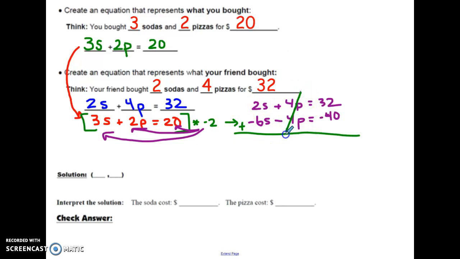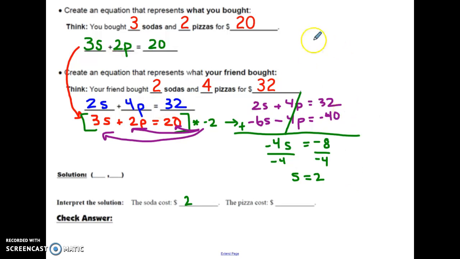My 4p and my negative 4p cancel. That's how I designed it. These do add up to be negative 8, which is a little concerning, but if you think about the next step, we're going to be dividing by that negative 4. A negative divided by a negative is a positive. So sodas are $2.